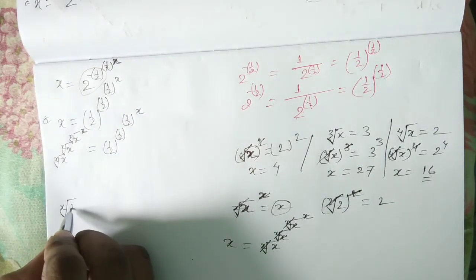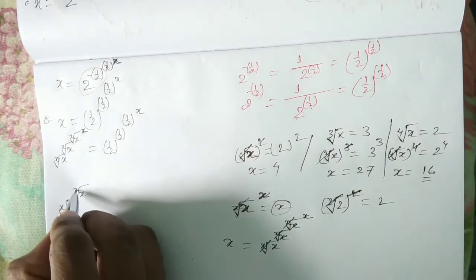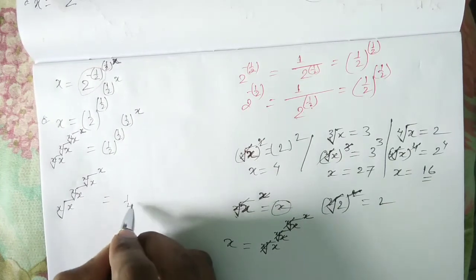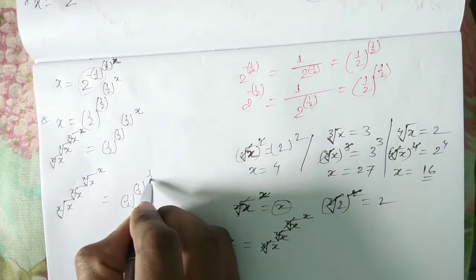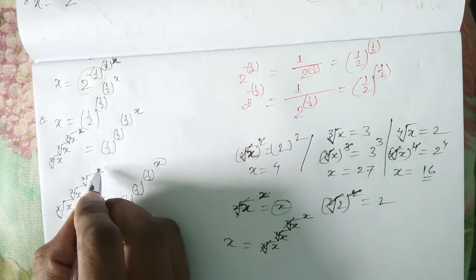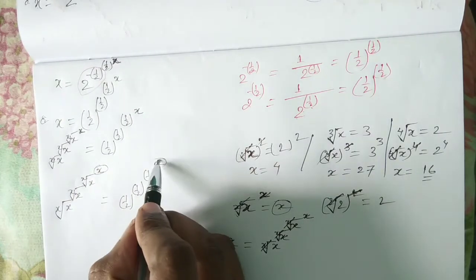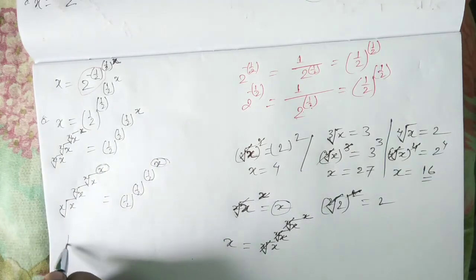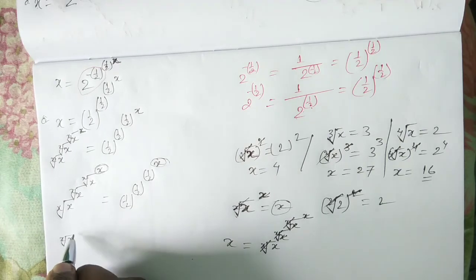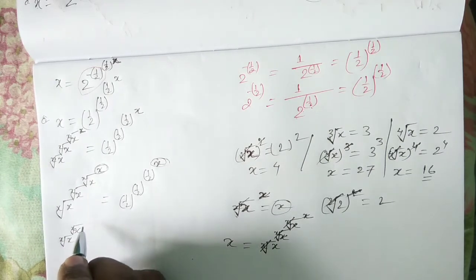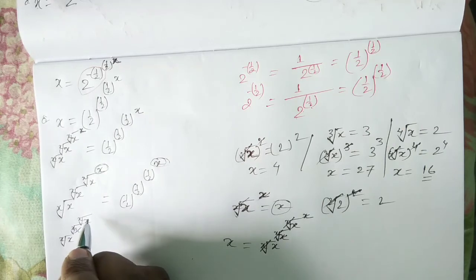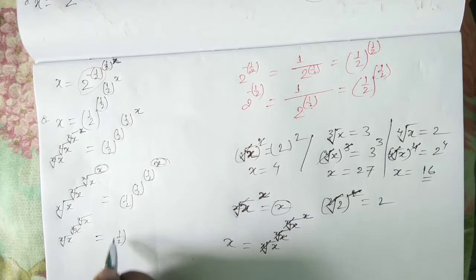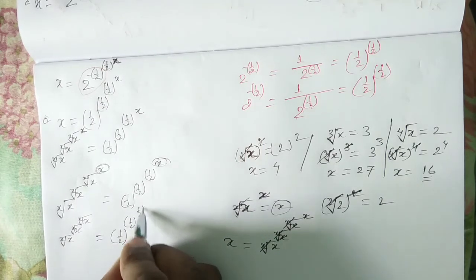So if we see the pattern of this equation, we can see here we have a power x, and here also we have a power x. So this whole will be equal. So we have xth root of x raised to power xth root of x raised to power xth root of x, that is equal to 1 by 2 power 1 by 2 power 1 by 2.